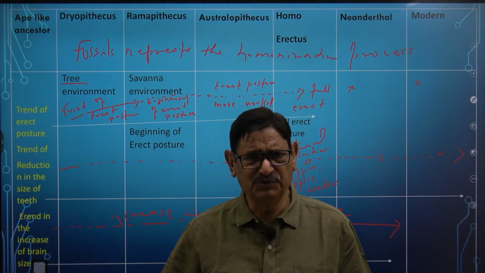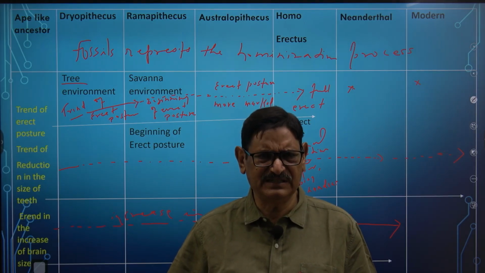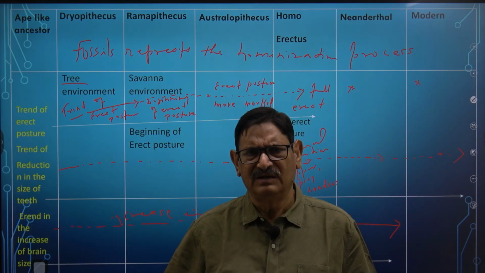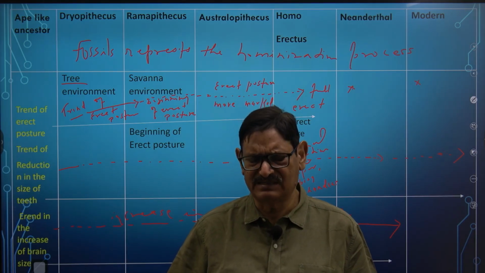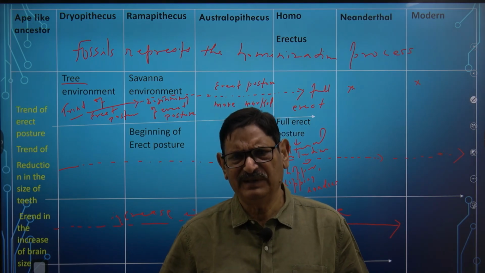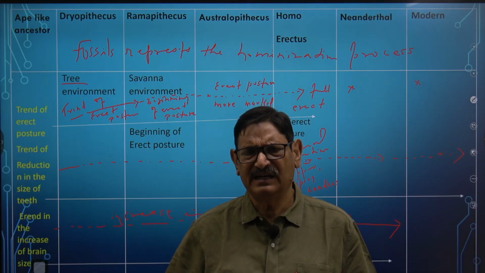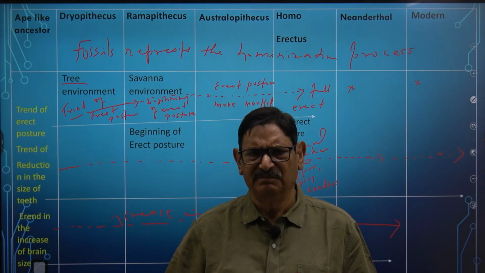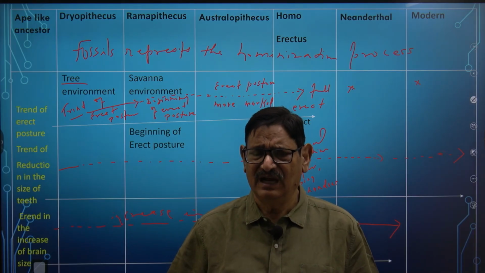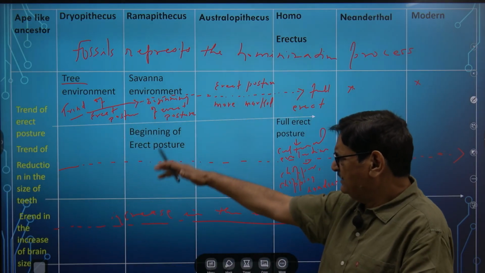And with the use of tools in making meat into pieces, and after the discovery of cooking by Homo erectus, and more cooking became more frequent in Neanderthal, the size of teeth became smaller, and the rounding of face and increase in size of brain started. So these three trends are interrelated.